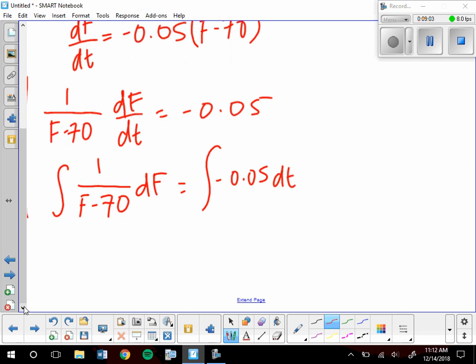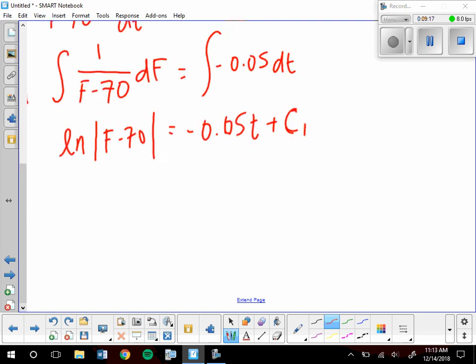Then I can anti-differentiate, get natural log of the absolute value of f minus 70 equals negative 0.05 t plus some constant. I want to solve for f, so I'm going to exponentiate both sides. Again, I'm going to skip some steps with my constants, and if you need help with that, I would look back at the video from yesterday. That's going to become a big constant out front times e to the negative 0.05t.